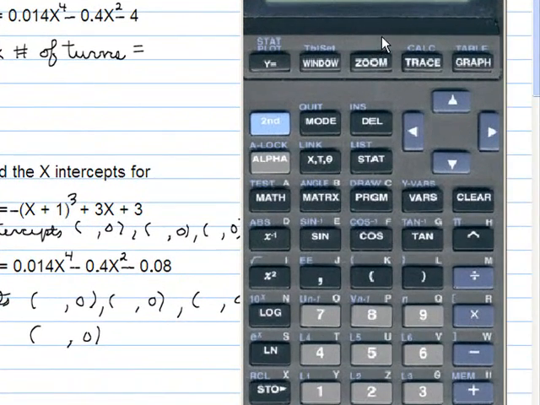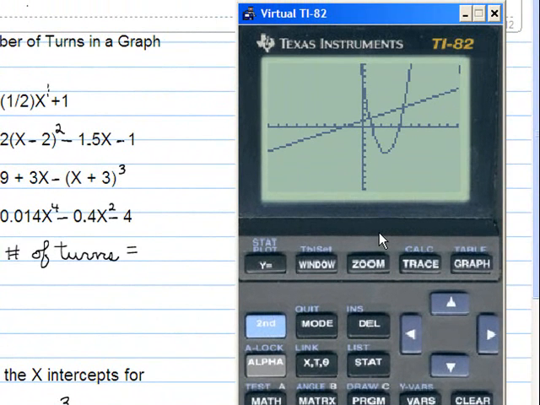Degree 1 function turns no times. Degree 2 function turns 1 time. And that was kind of quick, but the degree 3 function came down like this, made a turn, went up, made a second turn, and then appeared to shoot all the way down.